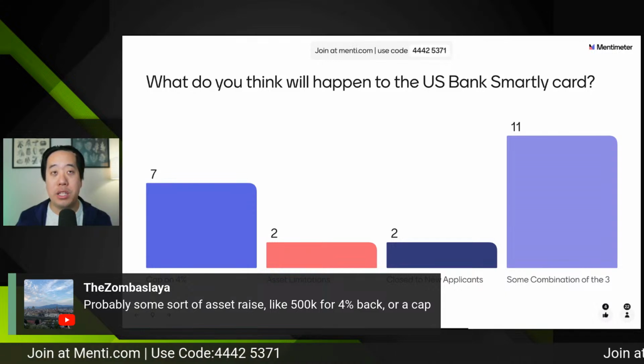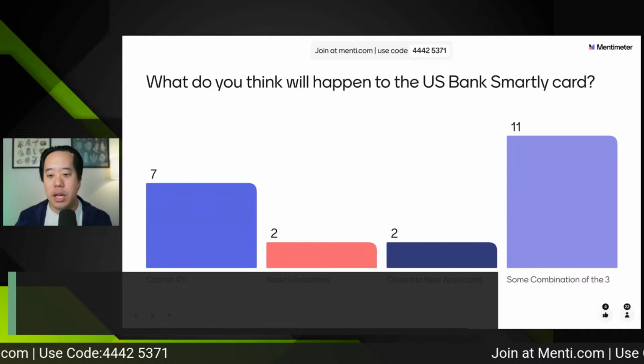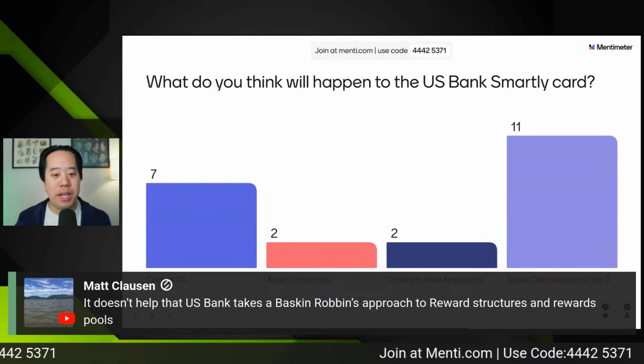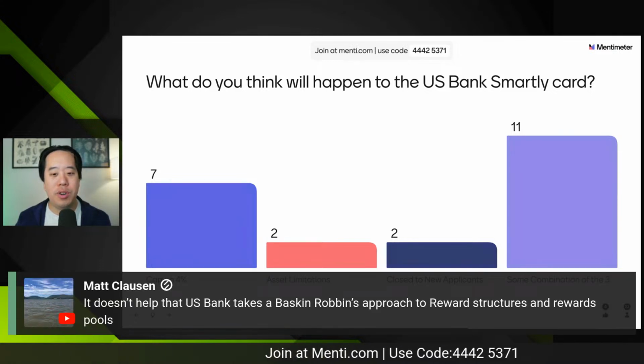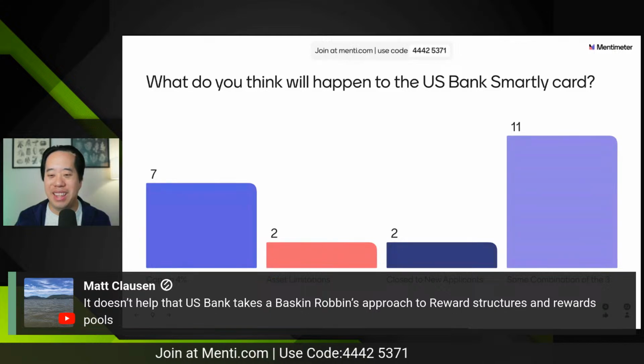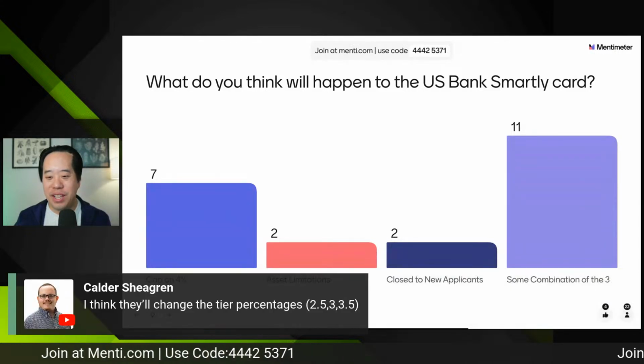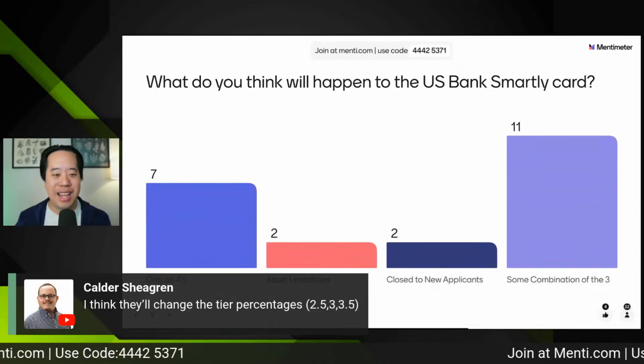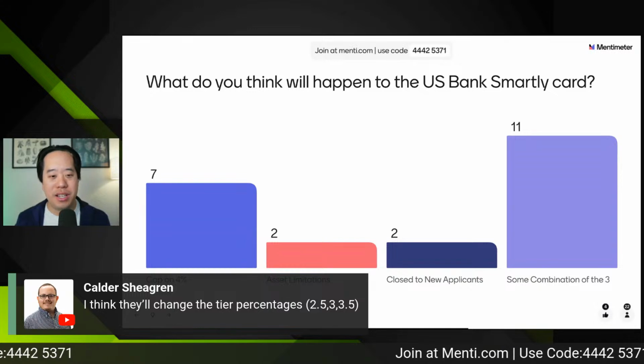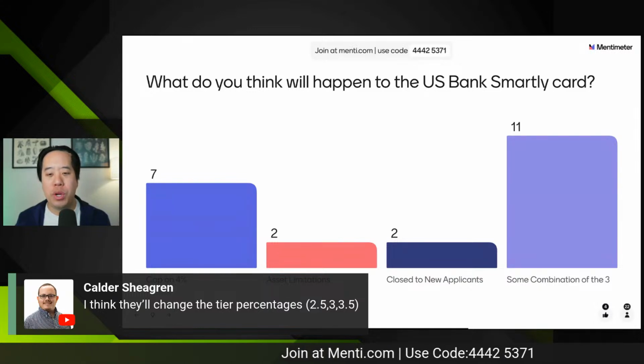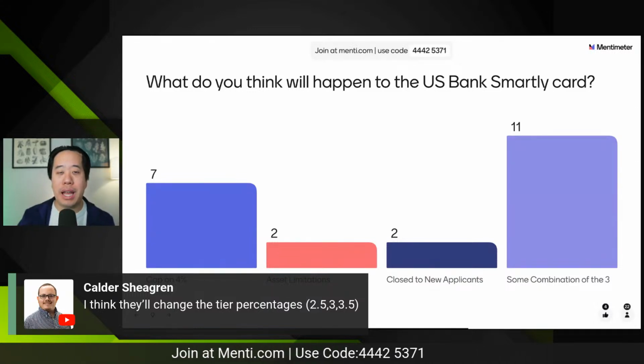So 500K is way, way too much. Matt Clausen says it doesn't help that US Bank takes a Baskin Robbins approach to reward structures and reward pools. Yeah, that's for sure. Calder S says, I think they'll change their tier percentage, 2.5, 3, 3.5. That wouldn't be terrible either.